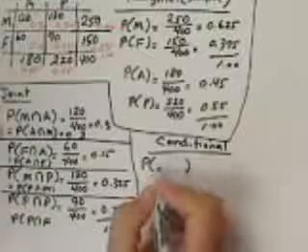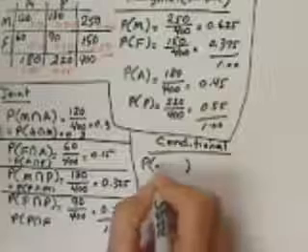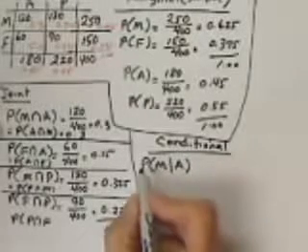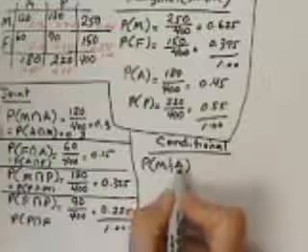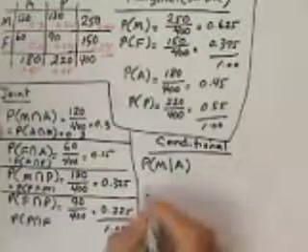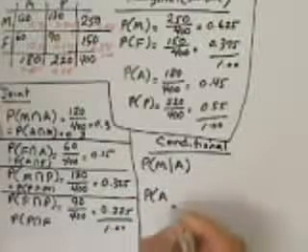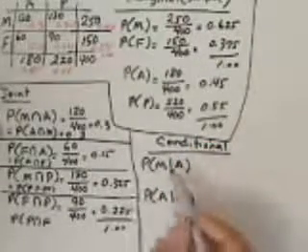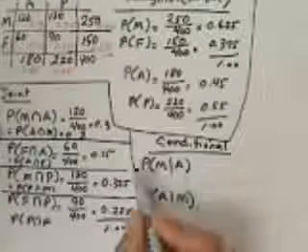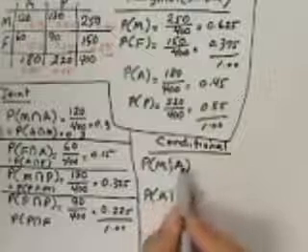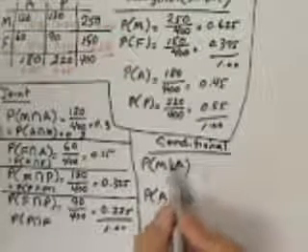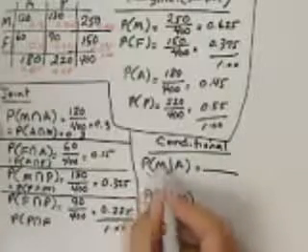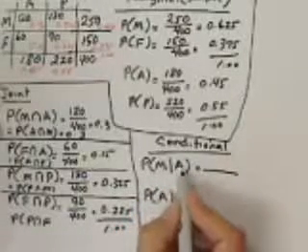Let's talk about probability of being a male given that you buy a car because of its appearance. Probability that you are male given that you buy a car because of its appearance is different from probability of buying a car because of its appearance given that you are a male. This is a straight line, it's not a slash, and it is to be read given. So the given event comes after this symbol.